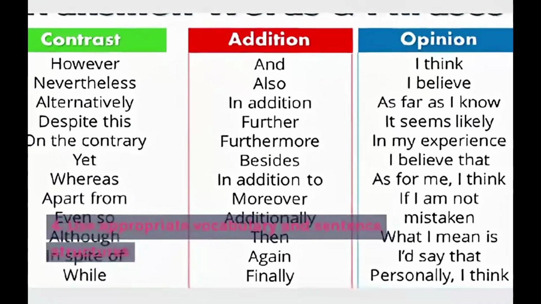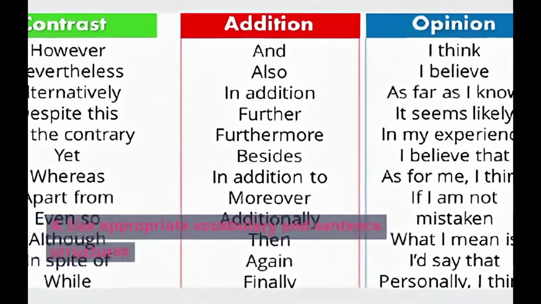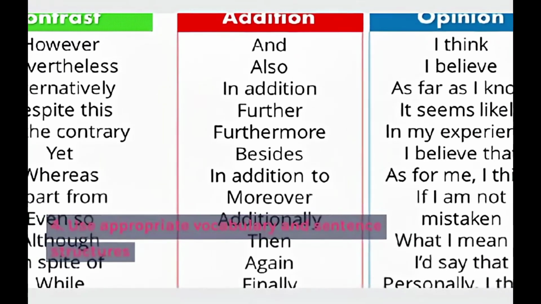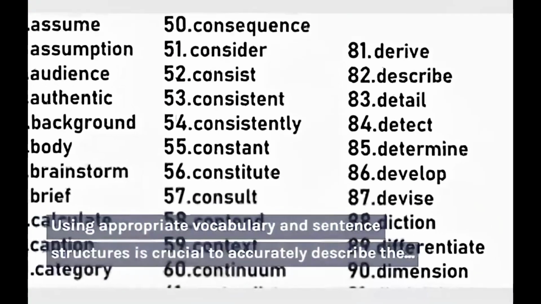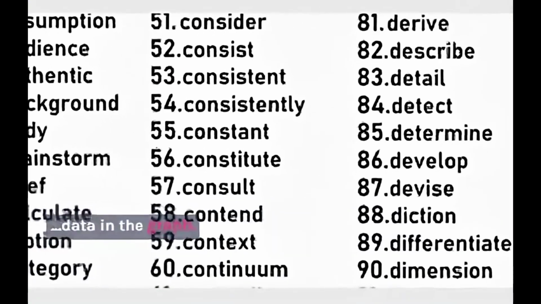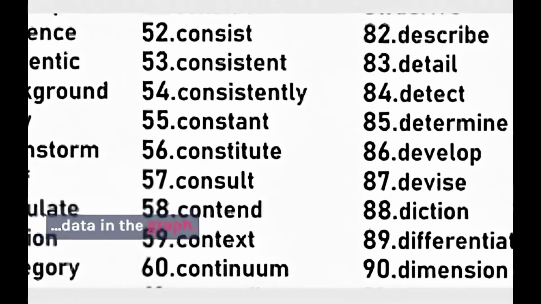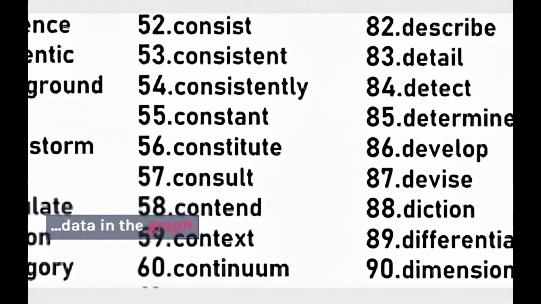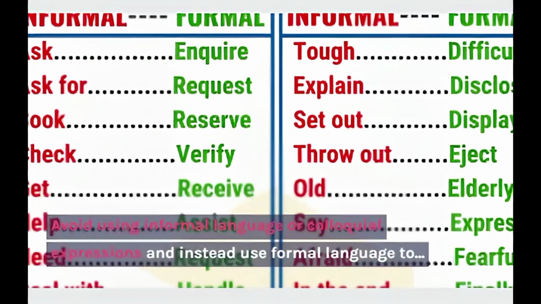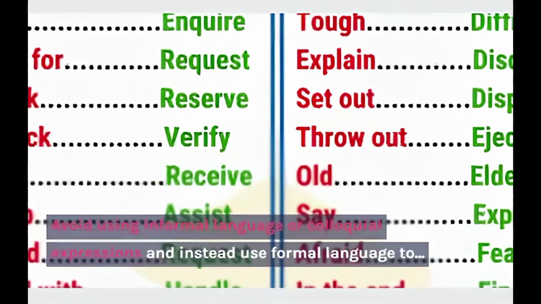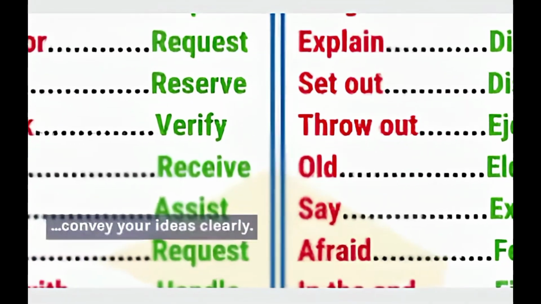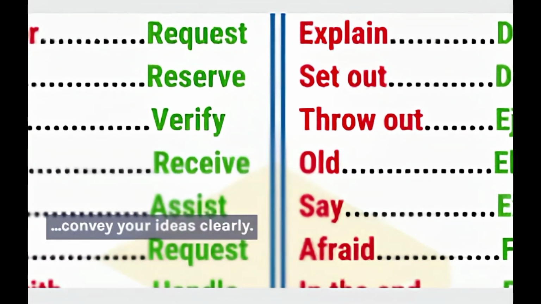4. Use appropriate vocabulary and sentence structures. Using appropriate vocabulary and sentence structures is crucial to accurately describe the data in the graph. Avoid using informal language or colloquial expressions and instead use formal language to convey your ideas clearly.